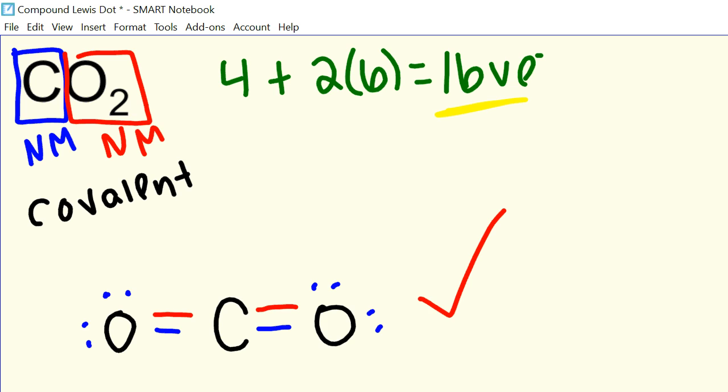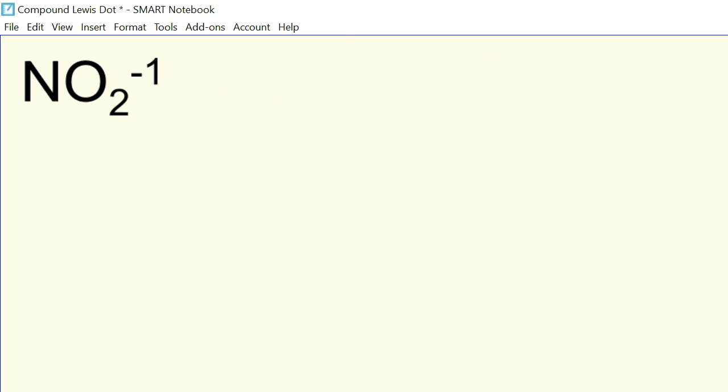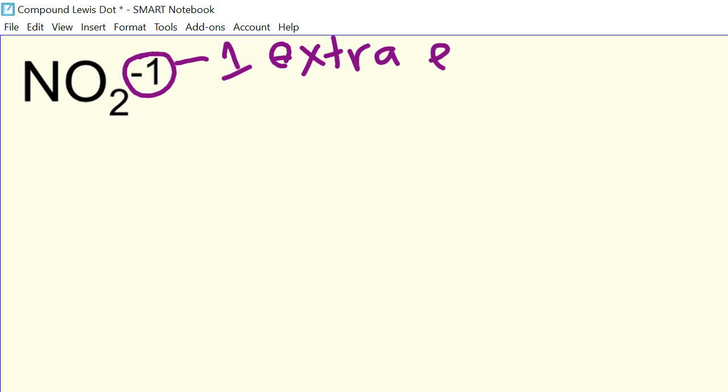Now I have one more to show you. It's kind of a special one. Again, we're going to decide if it's ionic or covalent. So nitrogen is a nonmetal and oxygen is a nonmetal, so I'm looking at a covalent compound. This is different though. This -1 means we have 1 extra electron. Okay? So we have to take that into account and we're going to start drawing this structure.